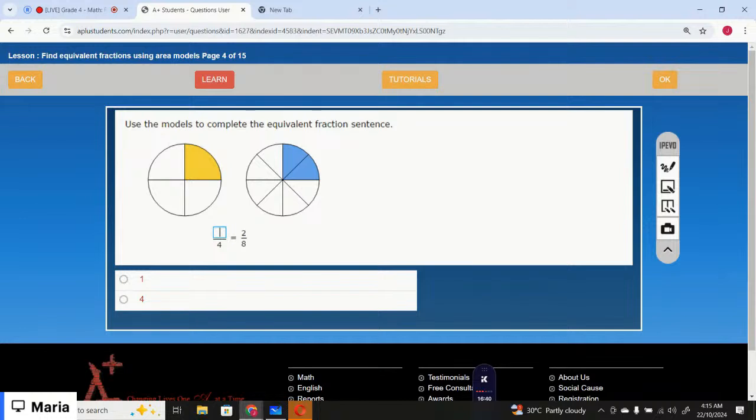Use the models to complete the equivalent fraction sentence. So, which number is missing? 2 by 8 equals. That is 1 out of 4, right? Only one portion is colored, so 1 out of 4 equals 2 by 8. They are equivalent.